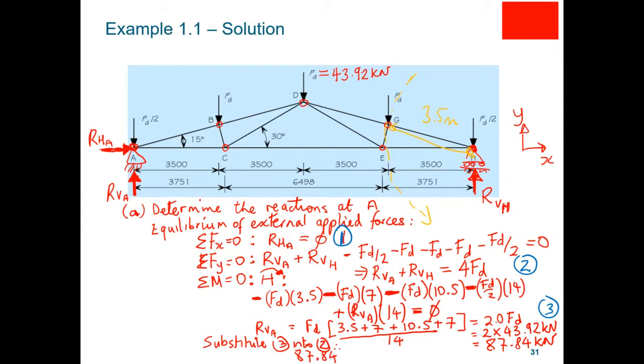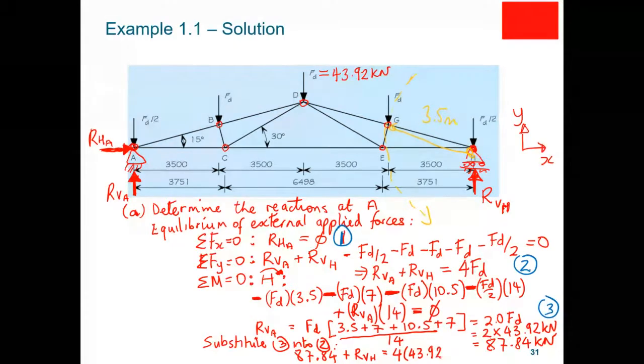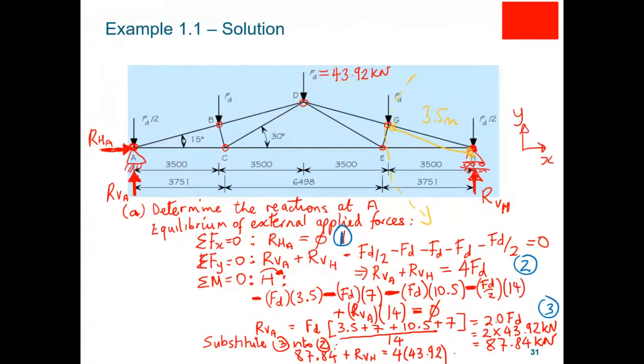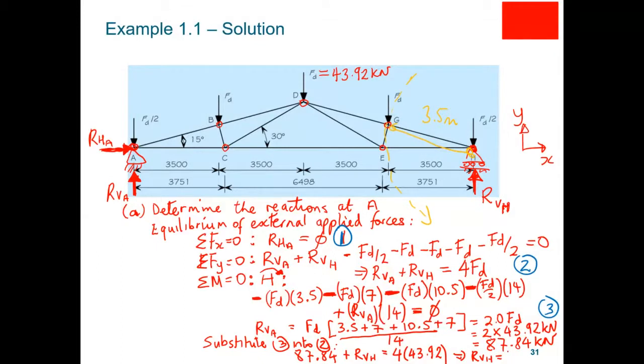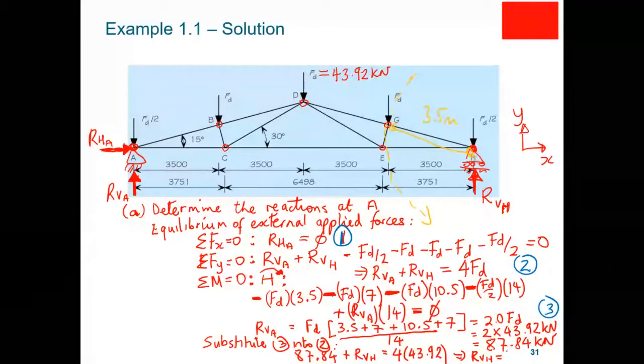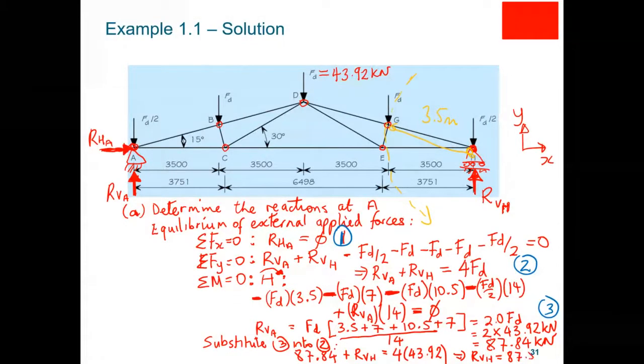That tells me that RVA, so 87.84 plus RVH equals 4 times FD, and FD is 43.92. Okay, so that implies RVH is equal to, so four of them, and I had two of them, so that means it's two, so it's equal to 87.84.